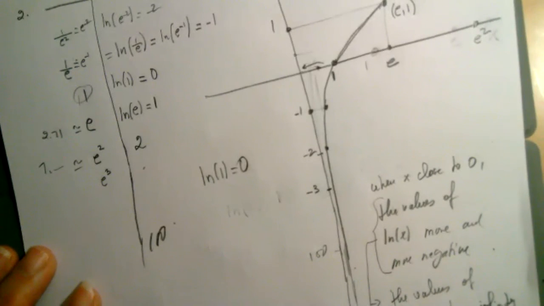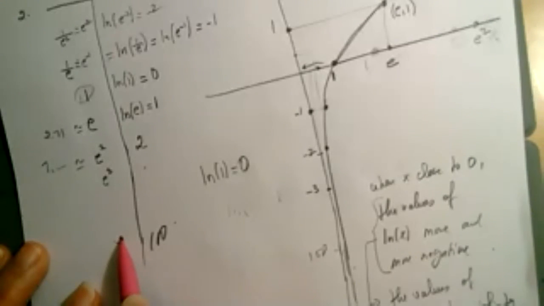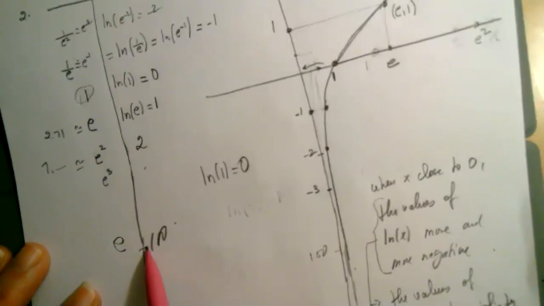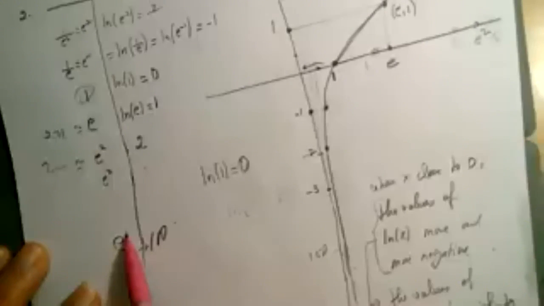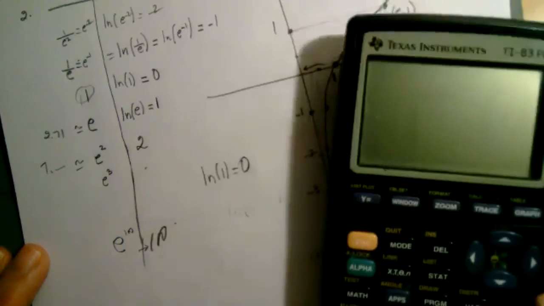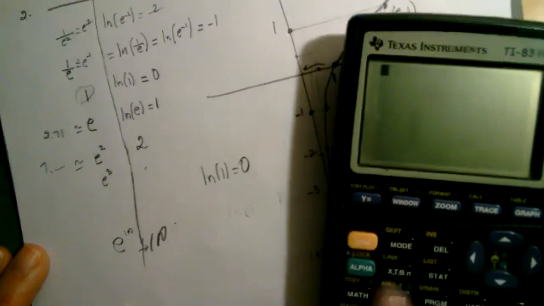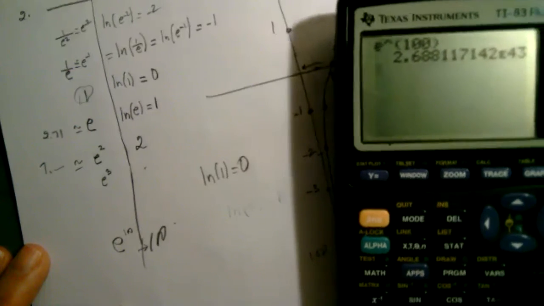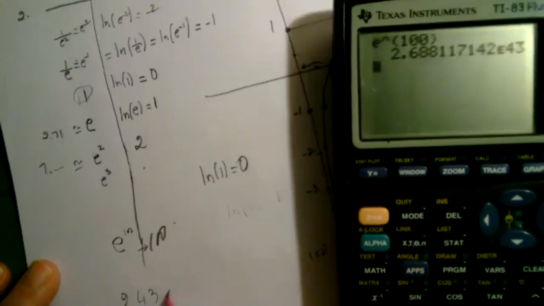If I put 100, is there a value of x that will give me 100? Yeah, e to the 100. It's a huge value. E to the 100 is an absolutely huge value. I don't know if your calculator even picks it up because of how big it is. It's going to do that thing where it divides by 10 to the power, whatever. It's positive. So it's 2 times 10 to the power 43.